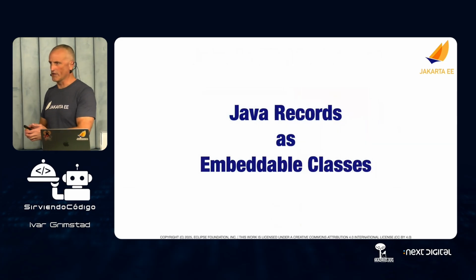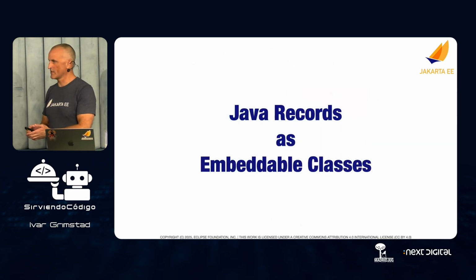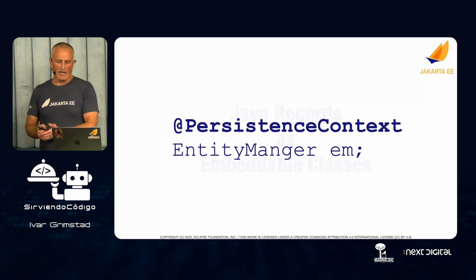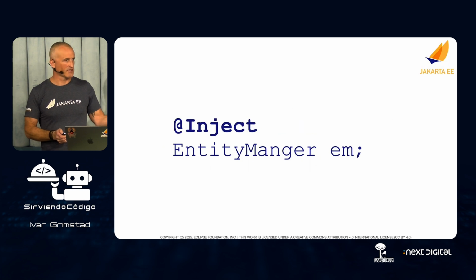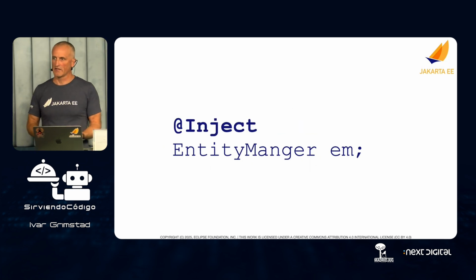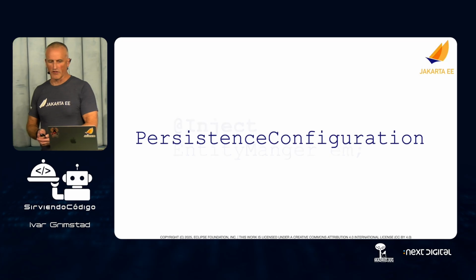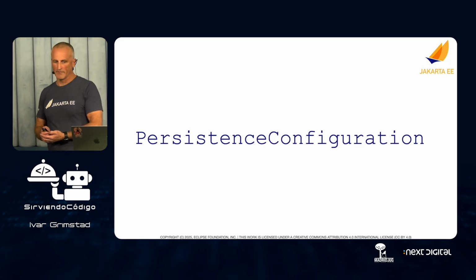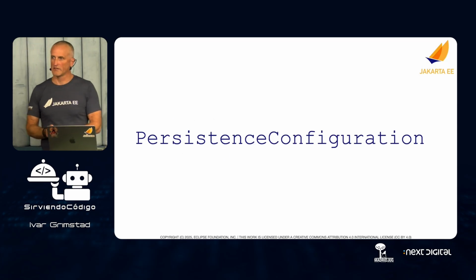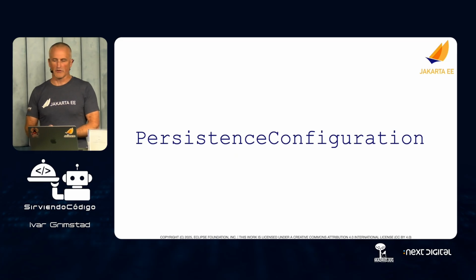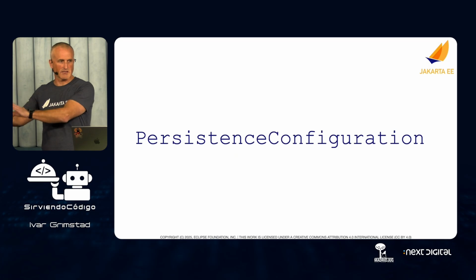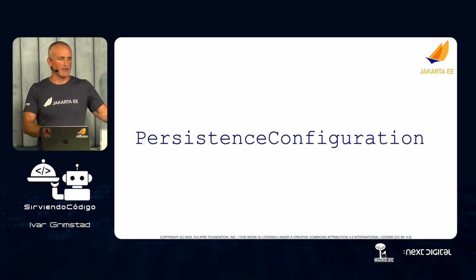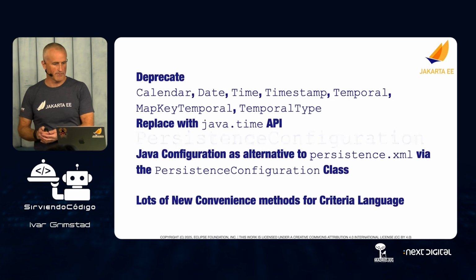Persistence are doing a lot of updates. One thing is records as embeddable classes. You also don't have to use the @PersistenceContext annotation any longer. You can use @Inject because it's getting more CDI friendly. You can also configure it programmatically. So it's a persistence configuration class. So if you don't like XML and don't want to write a persistence XML file, you can do it in Java code and pull in properties from somewhere else if you want.